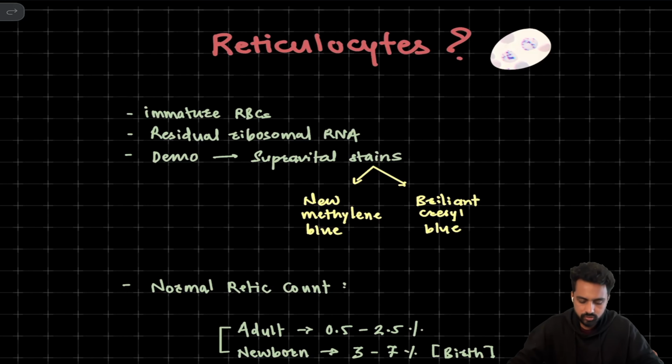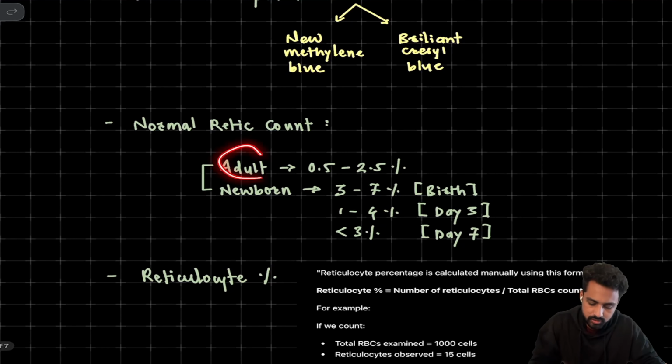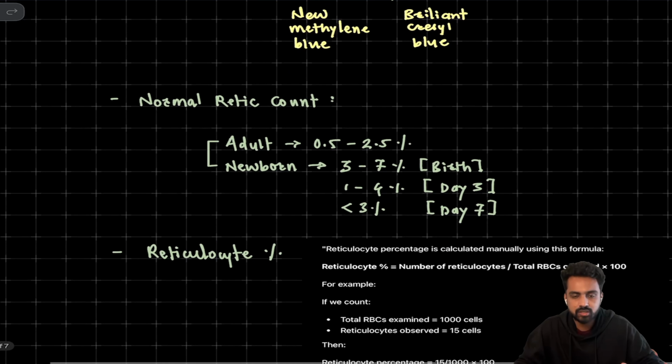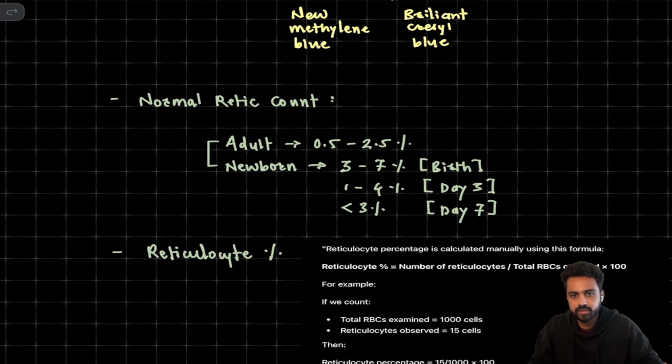What is the normal reticulocyte count? You must know this. For an adult it is 0.5 to 2.5%, and for a newborn at birth it is 3 to 7%. At day 3 it is 1 to 4%, and at day 7 it is less than 3%.